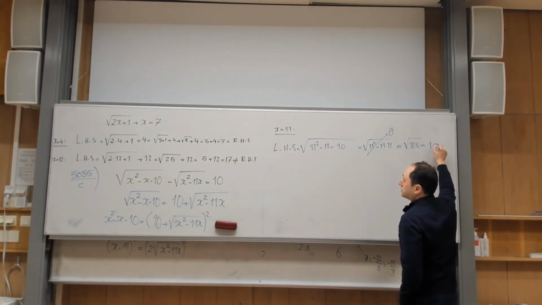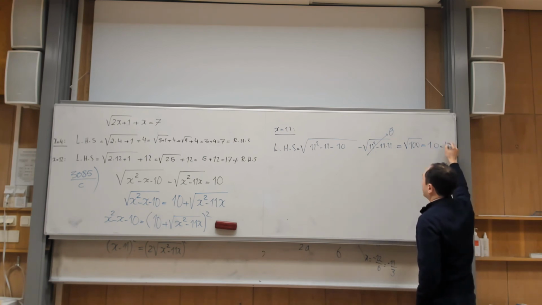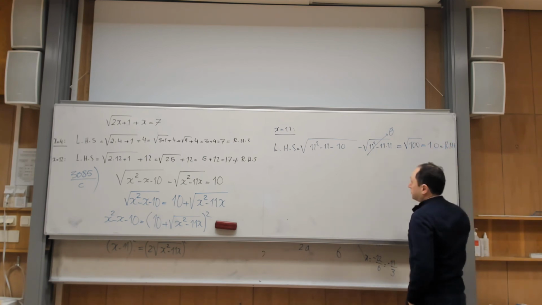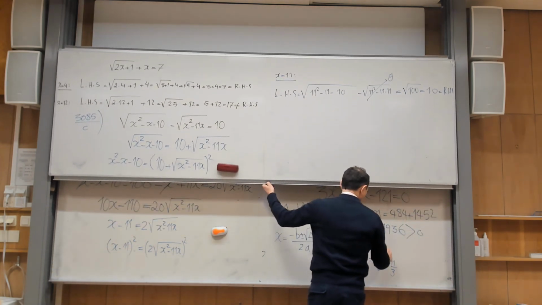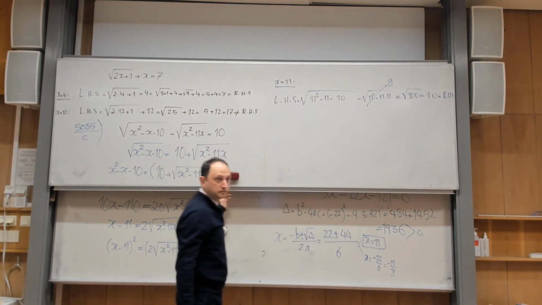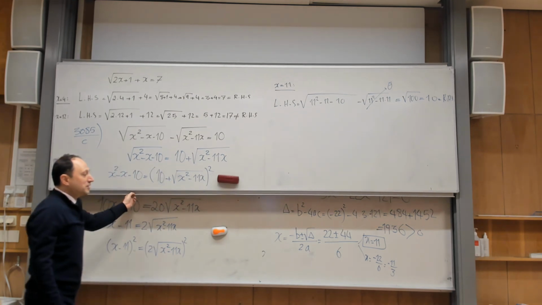And it is equal to 10. So that is equal to the right hand side. So that is not a false root, that is indeed a root. So x equals 11 is acceptable. Yes? But what about the other one?